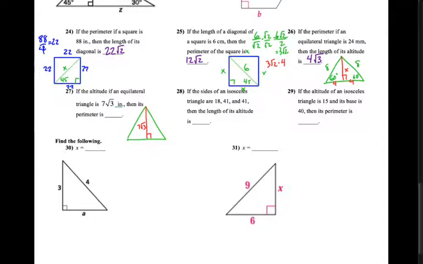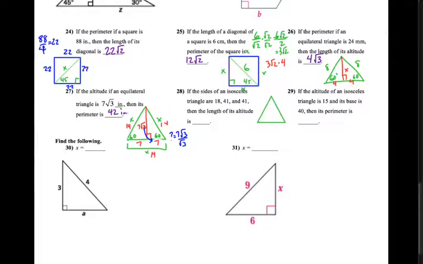27 goes in the opposite direction. It's the same setup here. Equilateral triangle. The altitude is 7 square root 3. That's still the long leg. This piece right here, which isn't x, it's half of x, is 7 square root of 3 divided by the square root of 3. That's 7. Well, and so is that, which means that that's 14. That means all sides are 14. 14 times 3 is 42.